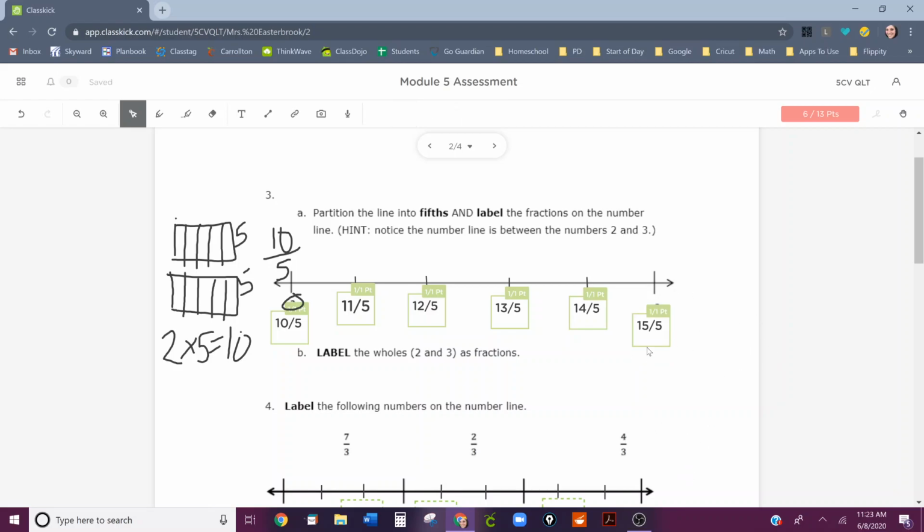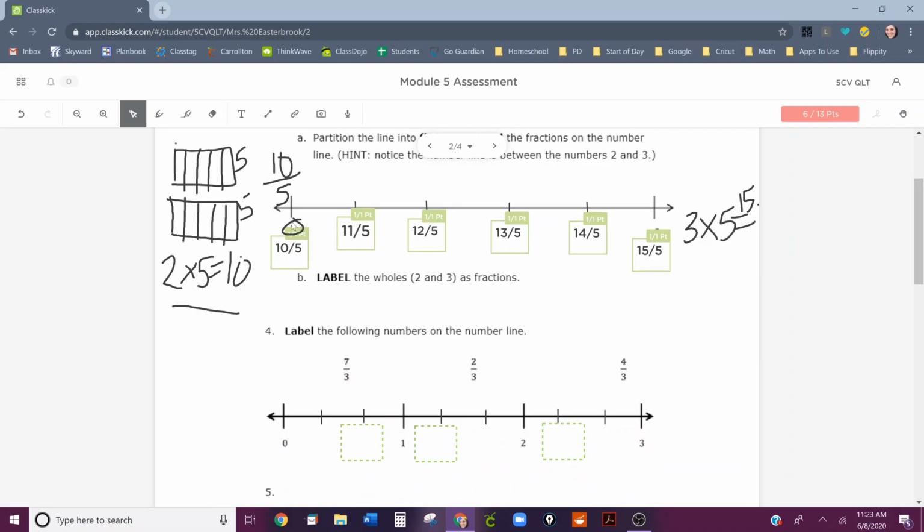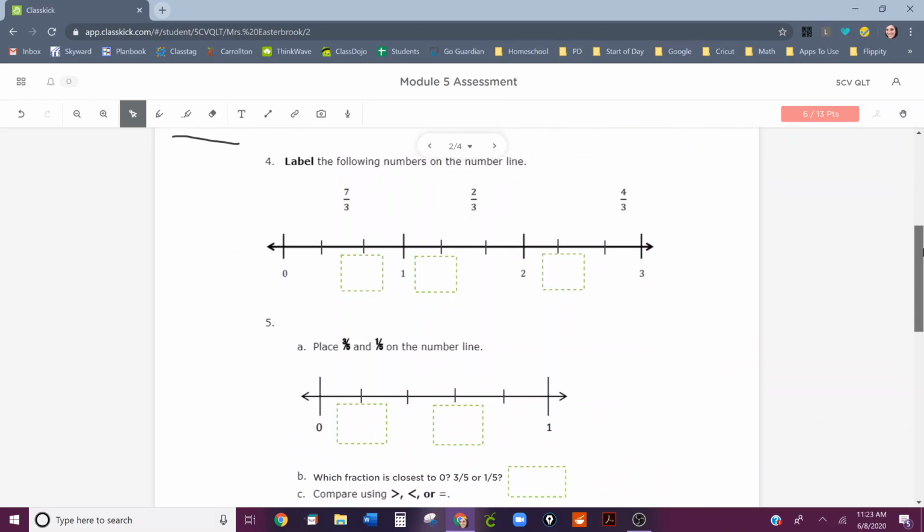And now we know 15 fifths is right. If you use your multiplication trick that we used over here, we have 3 wholes, which is the same as 3 groups of 5, and 3 times 5 is 15. C says label the wholes 2 and 3 as fractions, which we did right here for 2 wholes and here for 3 wholes. Number 4, label the following numbers on the number line.